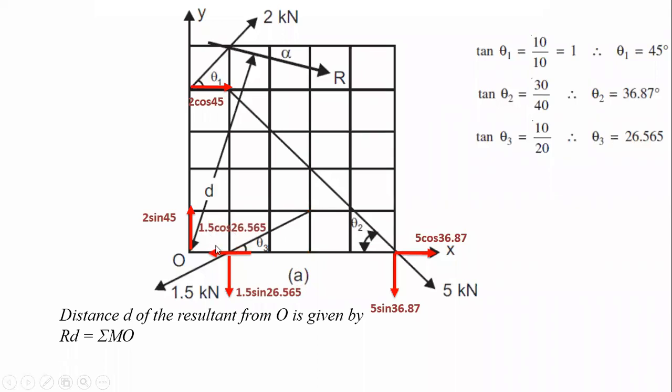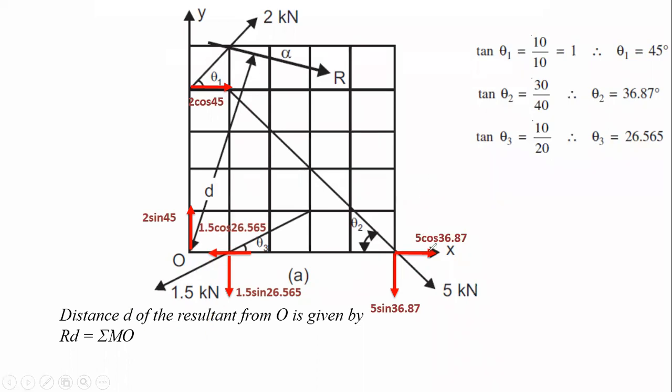Now again, this horizontal force is passing through point O. That's why the moment caused due to this resolved component is 0, because the perpendicular distance is equal to zero. Now the remaining part is 1.5 sine 26.56. It makes a clockwise moment about point O, and the perpendicular distance over here is 10.